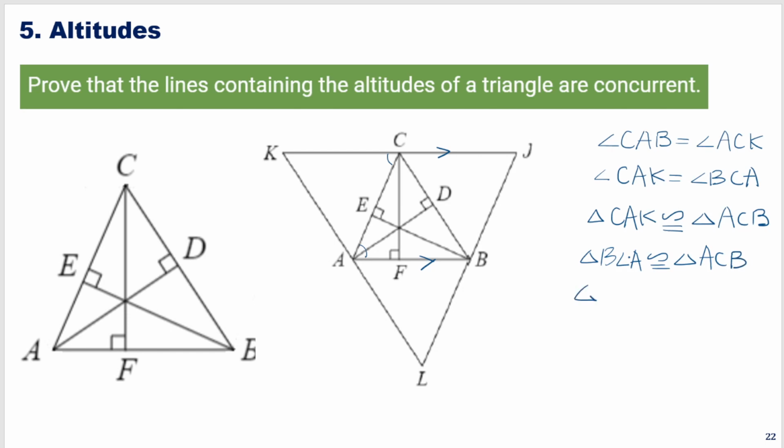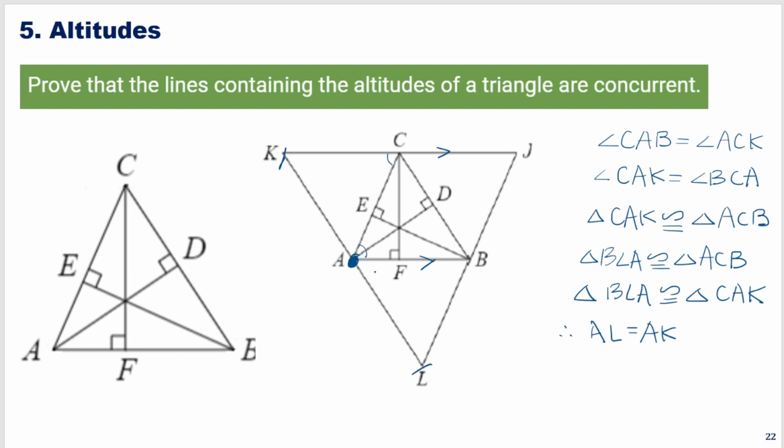And triangle BLA is congruent to triangle CAK. Therefore, we have AL equals AK. So that means A is indeed the midpoint of LK. We have proved A is the midpoint of KL, right?